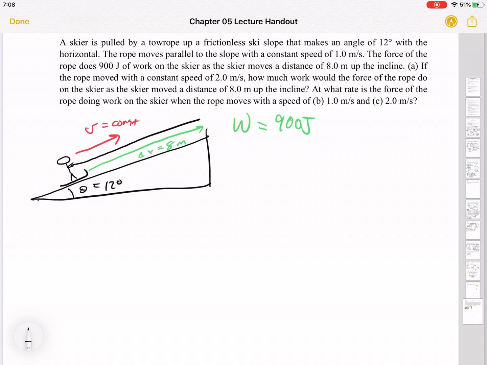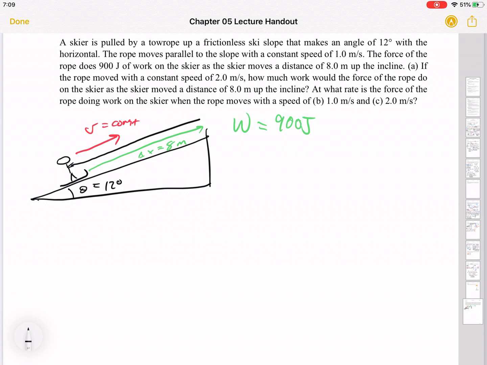Okay. So we have to think about that. If the skiers pulled up this slope at a faster rate, is there more work done? Right, so there are three guesses to this, and that is the work doubles, the work halves, or the work doesn't change.